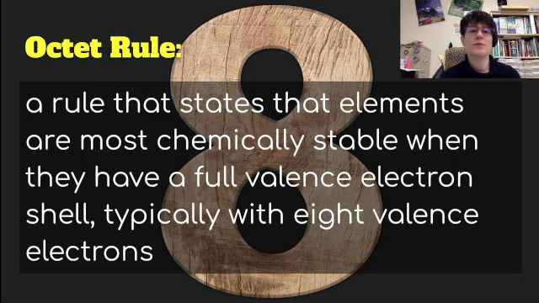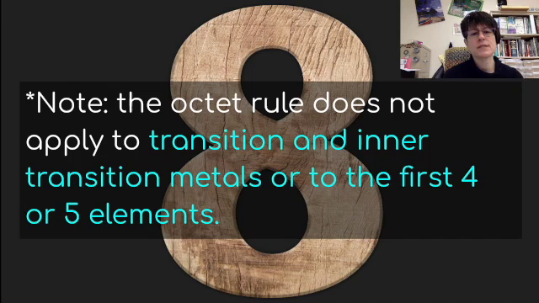Because of the fact that they want to be more like noble gases, we have what is called the octet rule. And this is a rule that states that elements are most chemically stable when they have a full valence electron shell, which is typically 8 valence electrons. Now I say typically 8 valence electrons because for hydrogen, it tends to shed it so it has none, and the first few like to be more like helium, which only has 2 because of that whole s orbital thing. So that's why. So note, the octet rule does not apply to the transition and inner transition metals or to the first 4 or 5 elements.